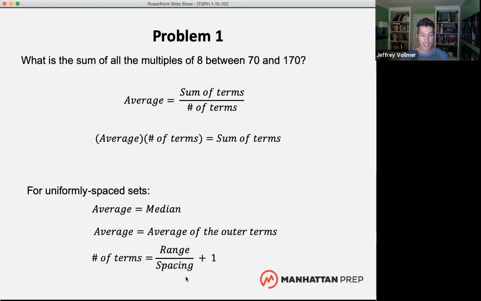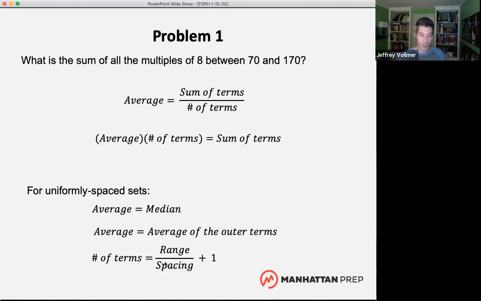Dividing by the spacing actually happens when you're adding up consecutive integers, right? Consecutive integers are uniformly spaced, but they have a spacing of 1. So dividing by 1 is kind of pointless there, which is why we don't think to do it. But it does hold for consecutive integers as well. If you're adding up consecutive even numbers, the spacing there would be 2, for example.